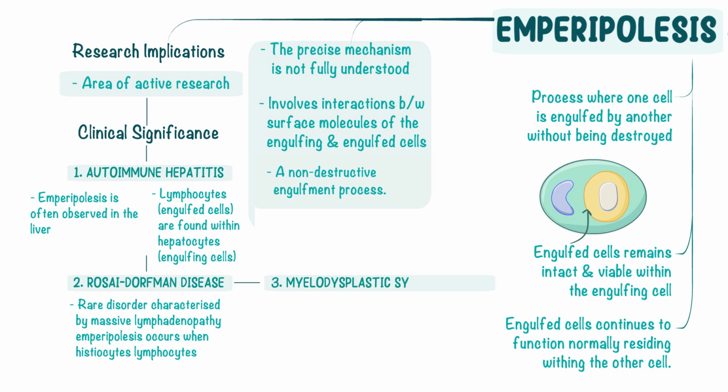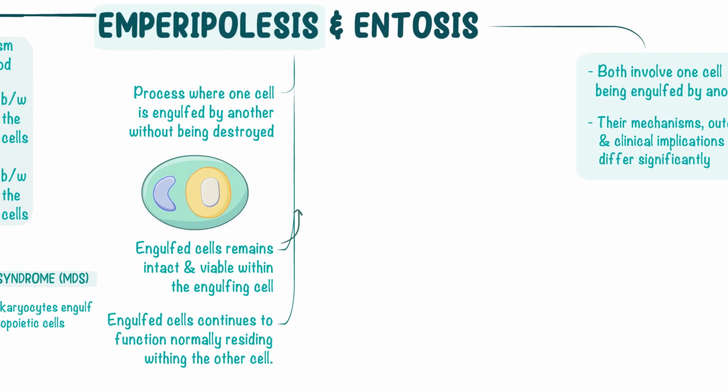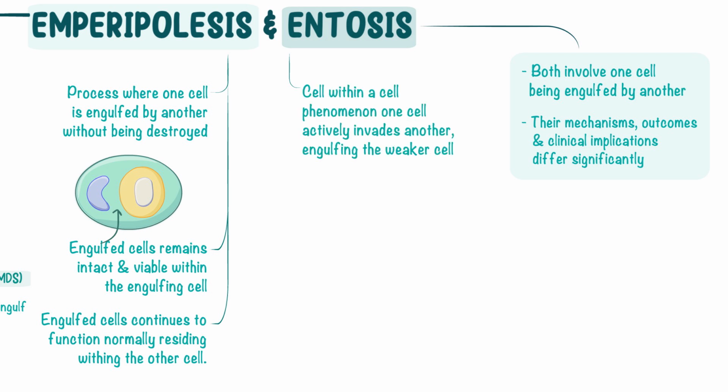In myelodysplastic syndrome, which is a group of disorders caused by poorly formed or dysfunctional blood cells, emperipolysis can be seen in the bone marrow. The engulfment of hematopoietic stem cells by megakaryocytes is noted, although the exact significance of this in MDS is still under investigation. Entosis is a unique cell-within-a-cell phenomenon where one cell actively invades another, leading to the engulfment of the weaker cell by a dominant one.